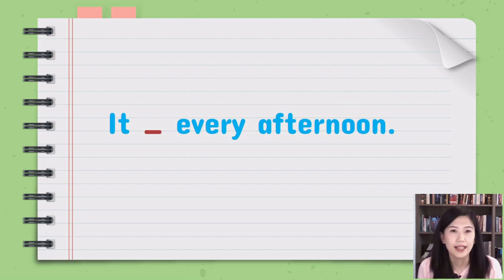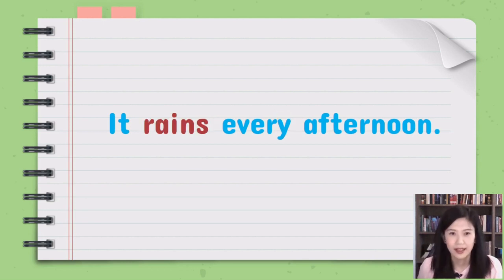It rains every afternoon. The correct answer is it rains every afternoon. Notice here, it, referring to the general weather, is singular. So my word rain gotta have an S. And we're using present simple because it's repeated. It's always true, and it happens again and again.